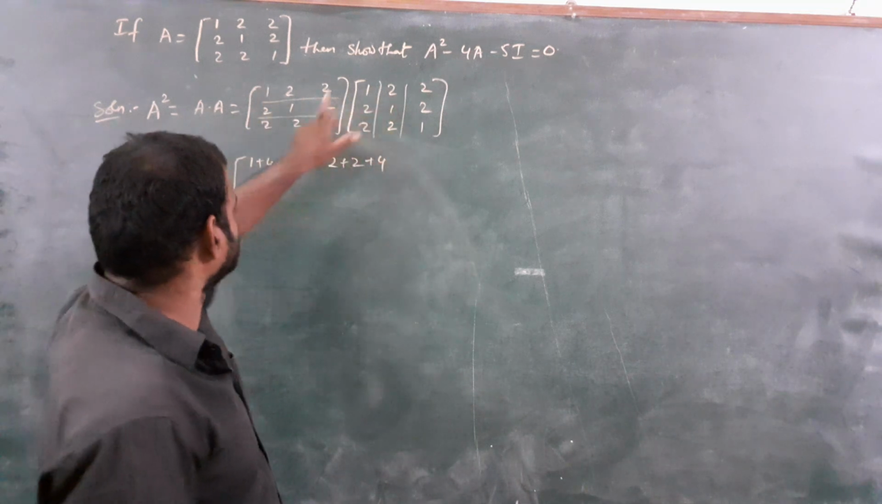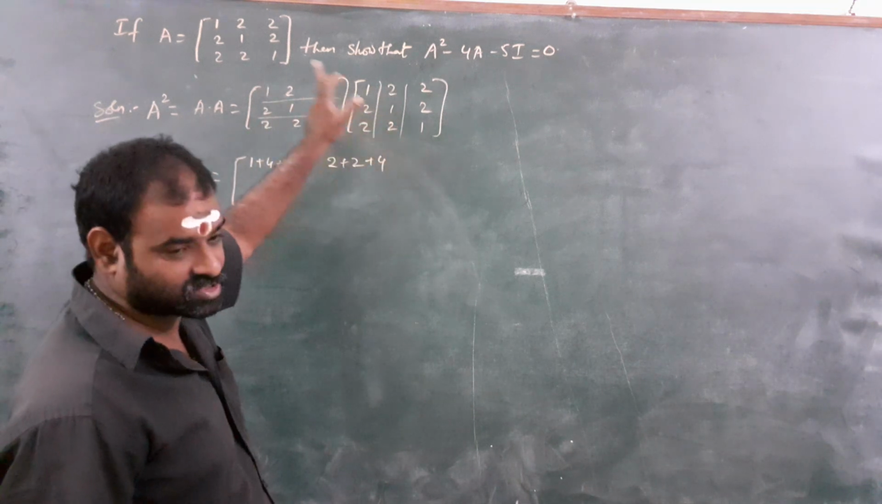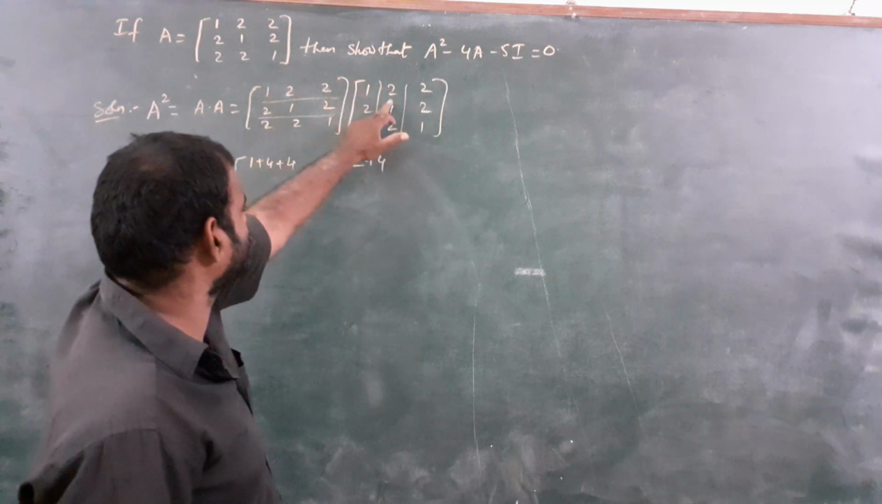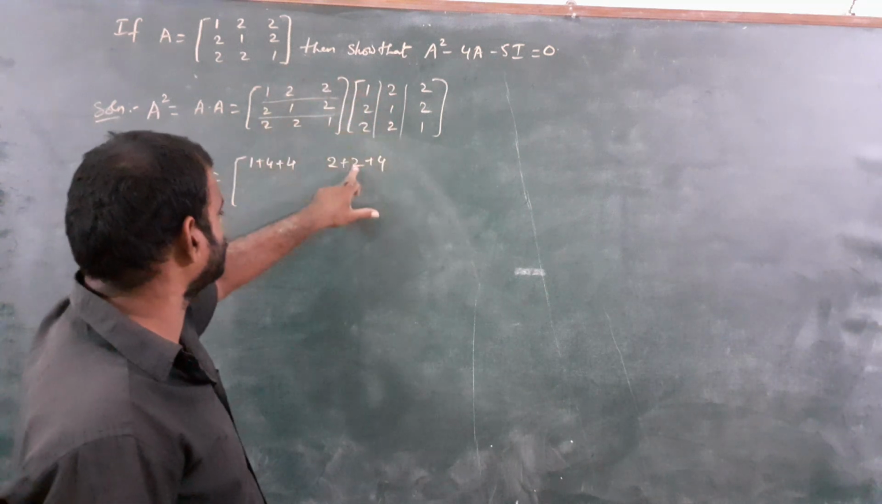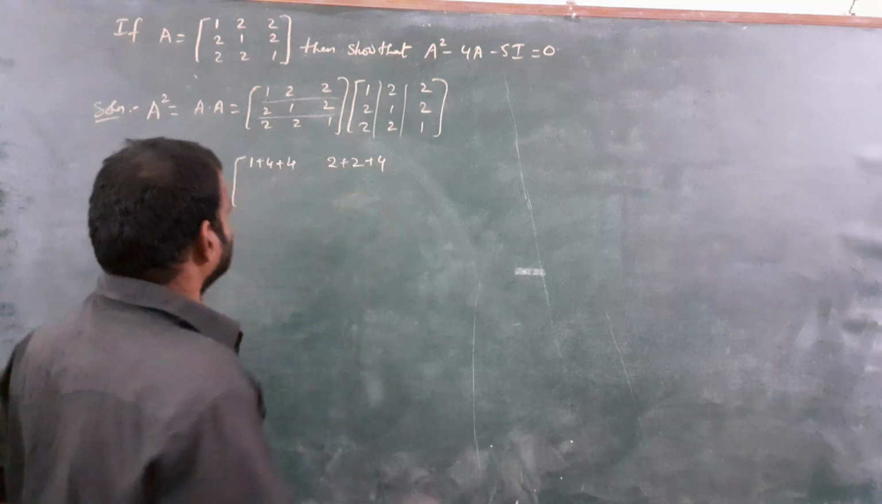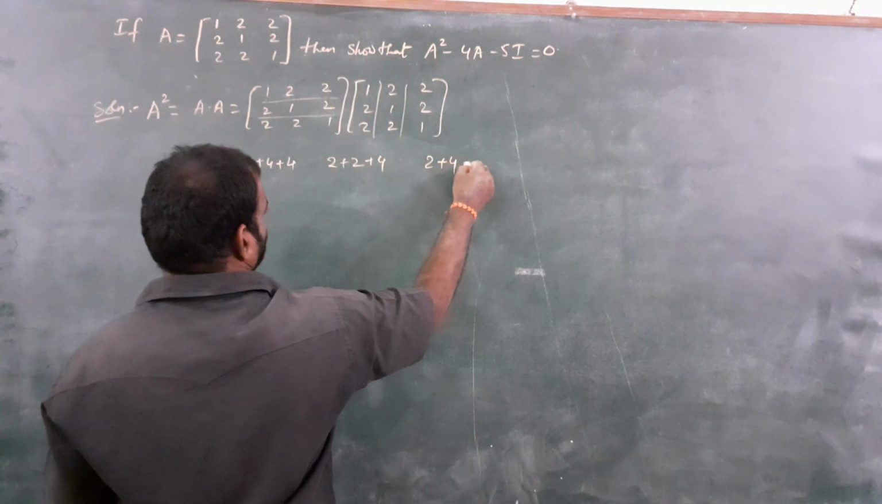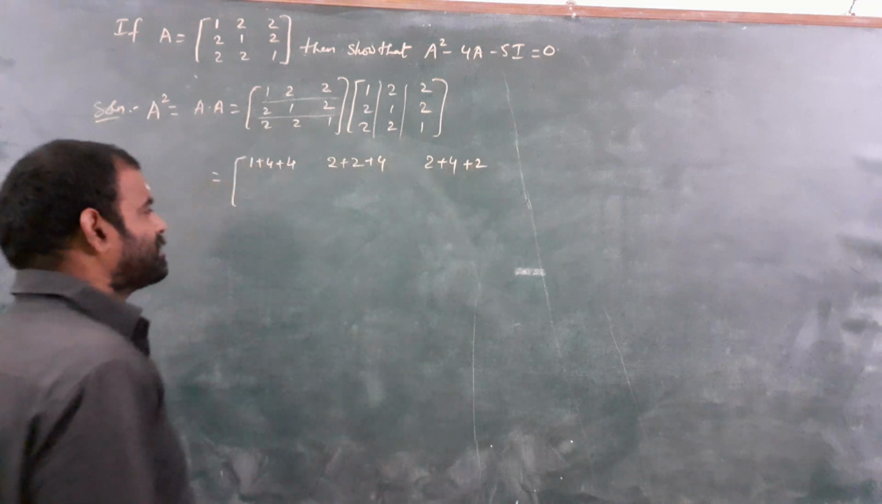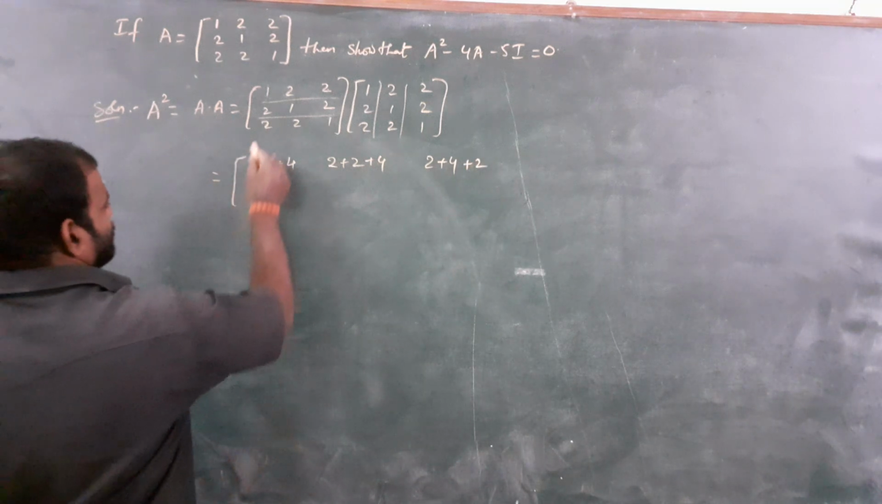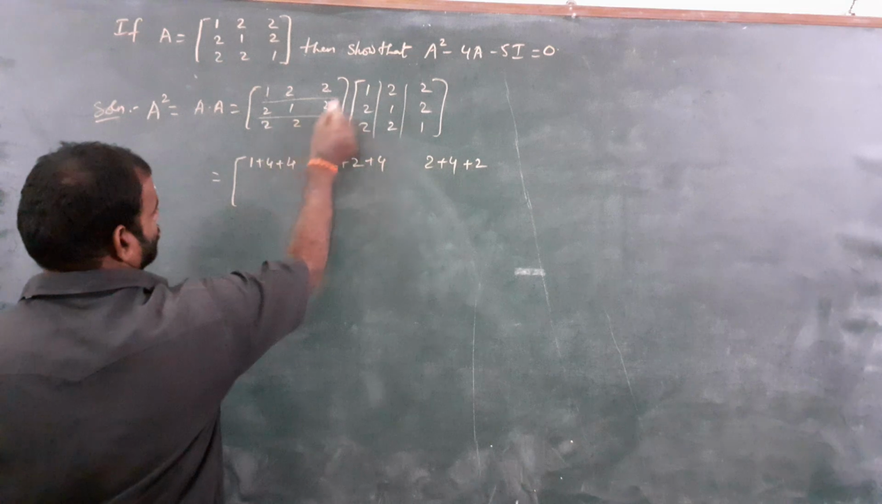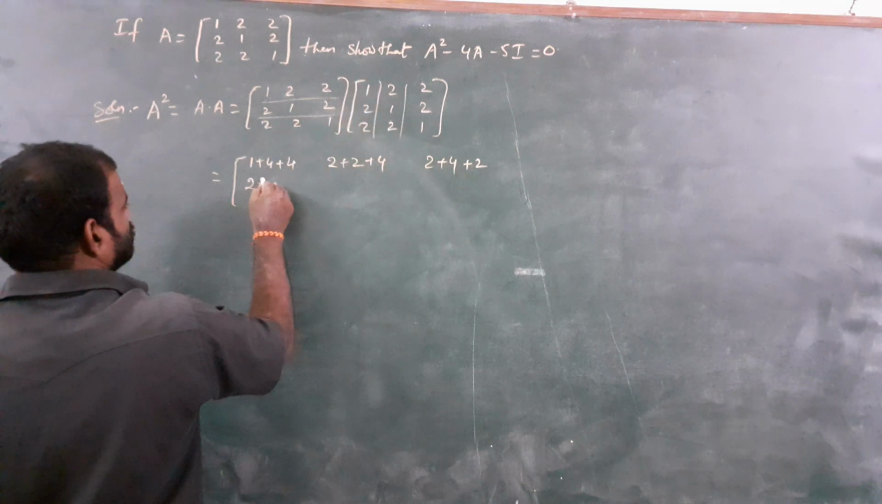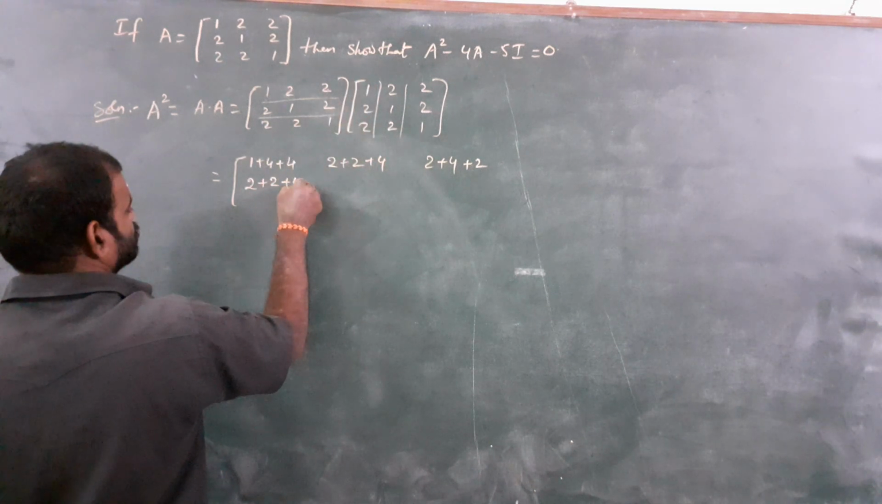First row, second column: 1 into 2 is 2, 2 into 2 is 4. Again 1 into 2 is 2, 2 into 2 is 4, 2 into 1 is 2. Again for the second row, first column: 2 ones are 2, 1 two is 2, 2 twos are 4.